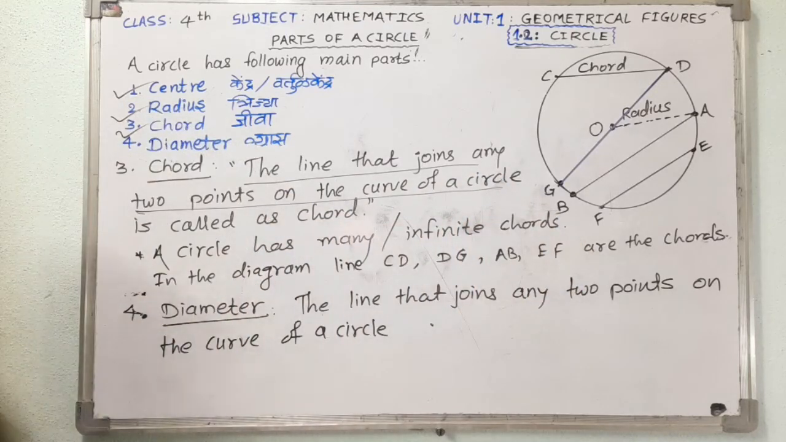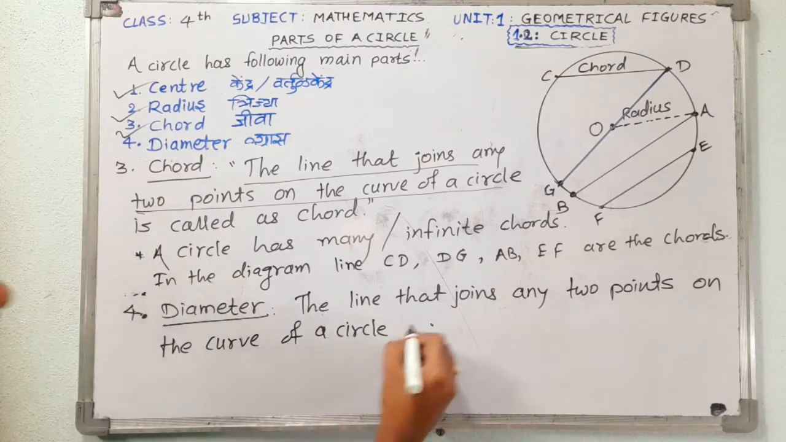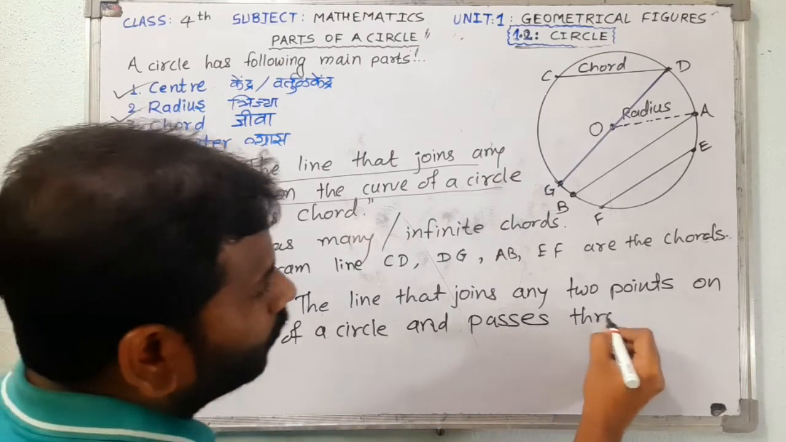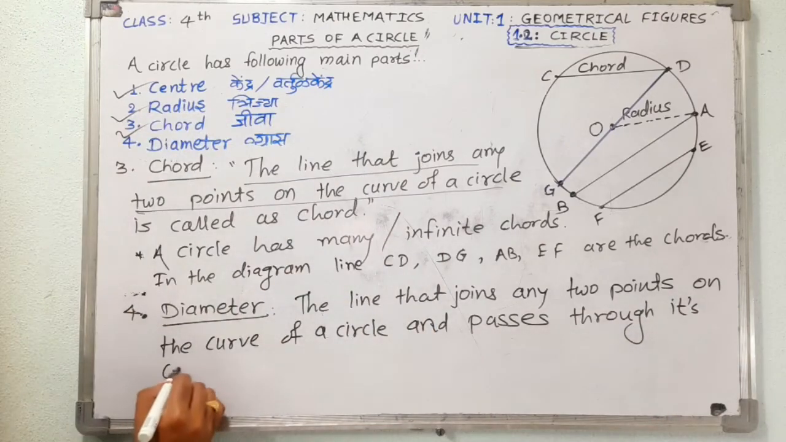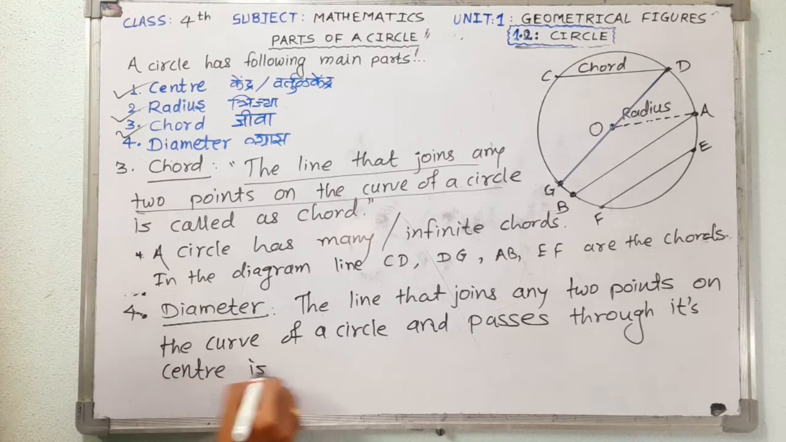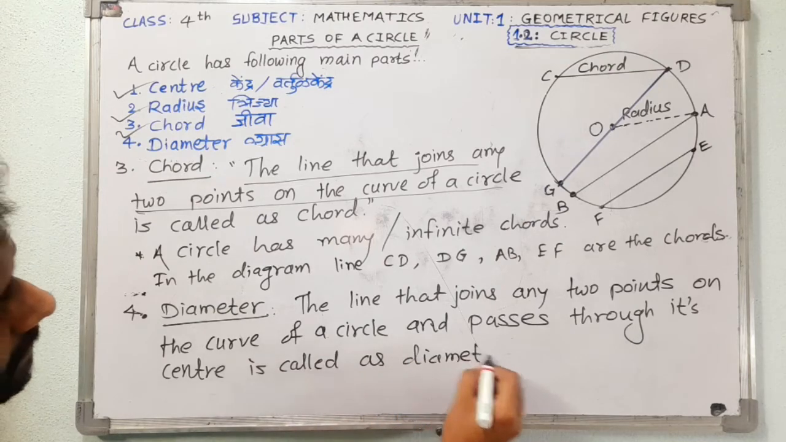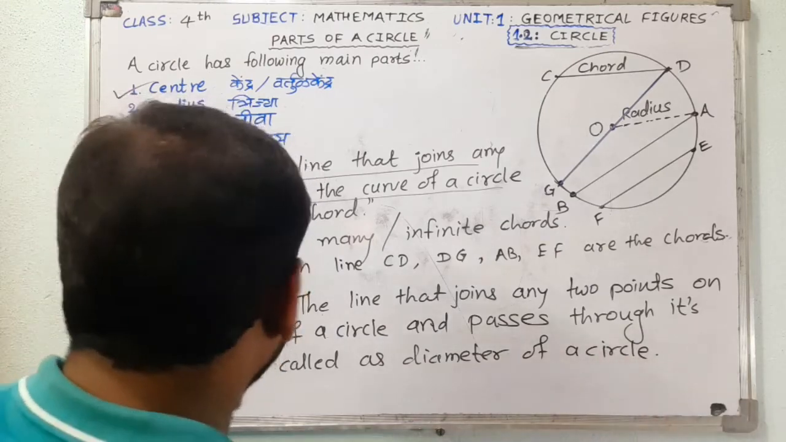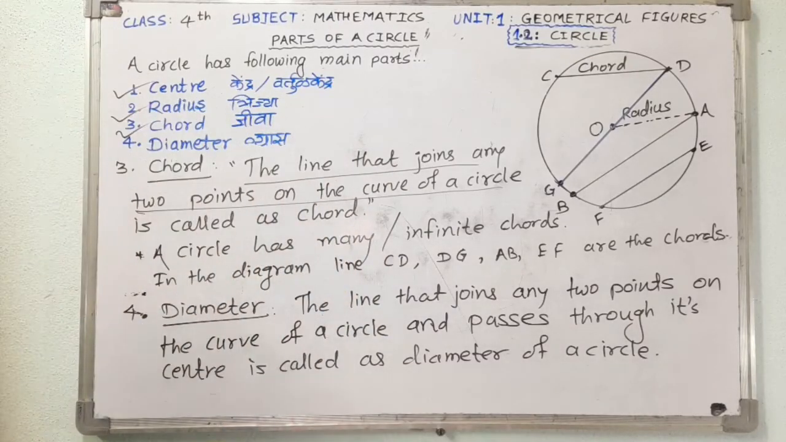So what changes now? What changes is now the line that joins any two points on the curve of a circle and passes through its center is called the diameter of a circle. Okay, so my dear friends, this one is the definition of diameter.